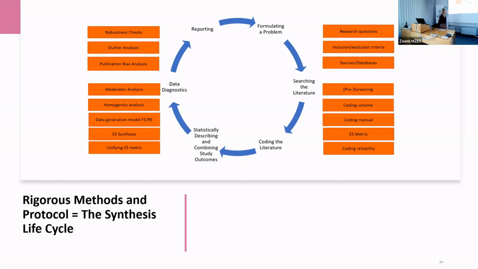And when you finalize then the step of coding literature, we are then statistically describing and combining study outcomes. And here again, you describe your mean effect size. So you're doing the real meta-analysis part. But then you also try to explain it. So why is there so much heterogeneity in the studies? And then you do a moderator analysis and try to control for this heterogeneity in the studies. Later on, you do, as in any other statistical analysis in any other paper, also data diagnostics. And then you're, of course, reporting this complete process as transparently as possible.